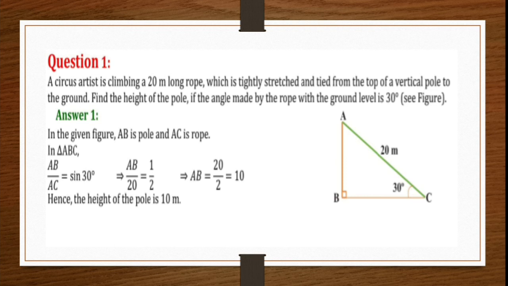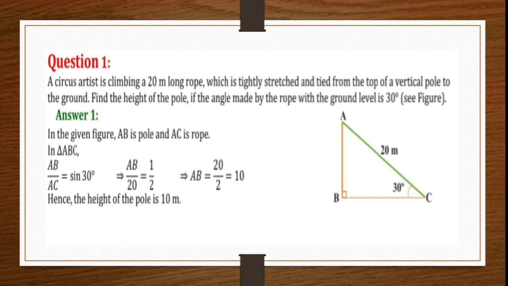So question number 1 is: a circus artist is climbing a 20-meter long rope which is tightly stretched and tied from the top of a vertical pole to the ground. Find the height of the pole if the angle made by the rope with the ground level is 30 degree.